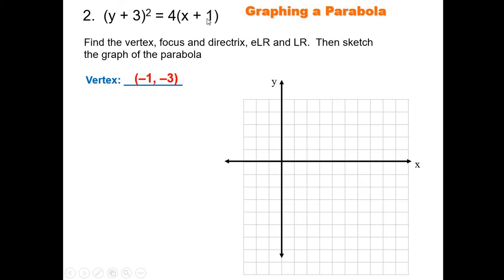Alam na ito, hindi dyan, equation. Negative 1, negative 3 are the coordinates of the vertex. Oh, yun yung vertex. Okay, negative 1, negative 3.